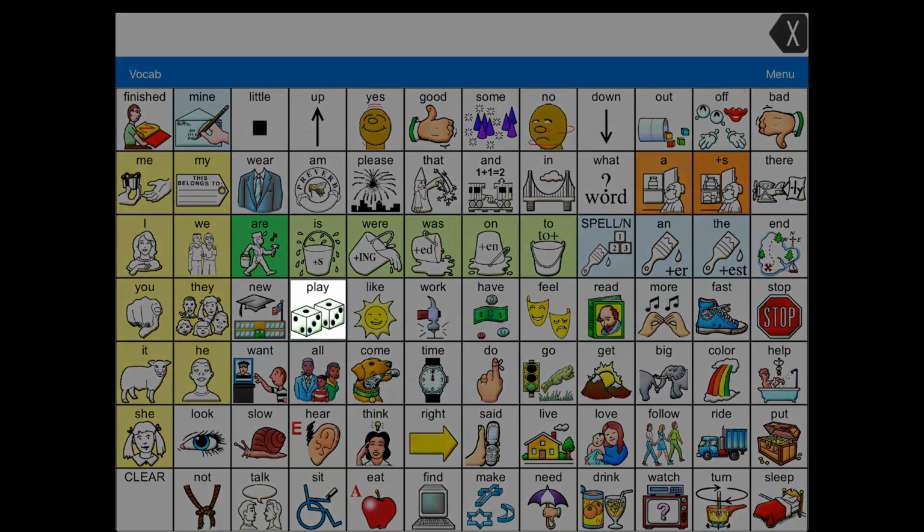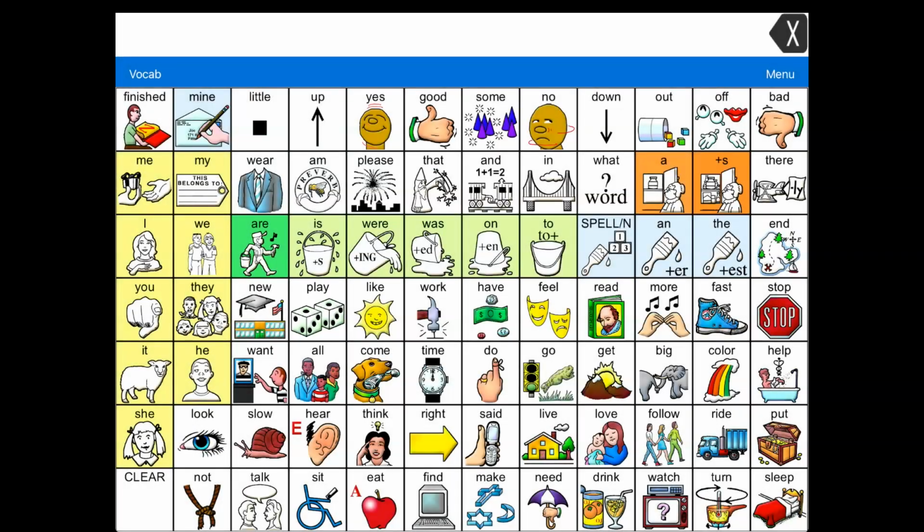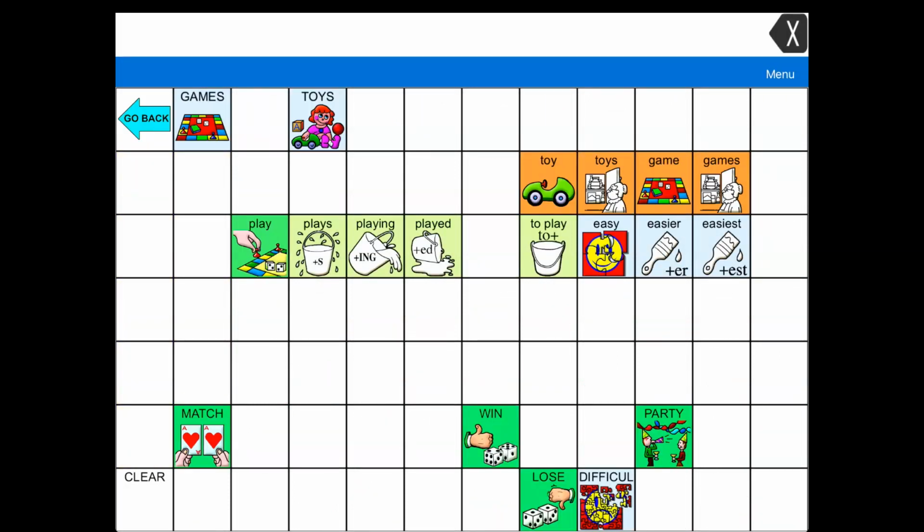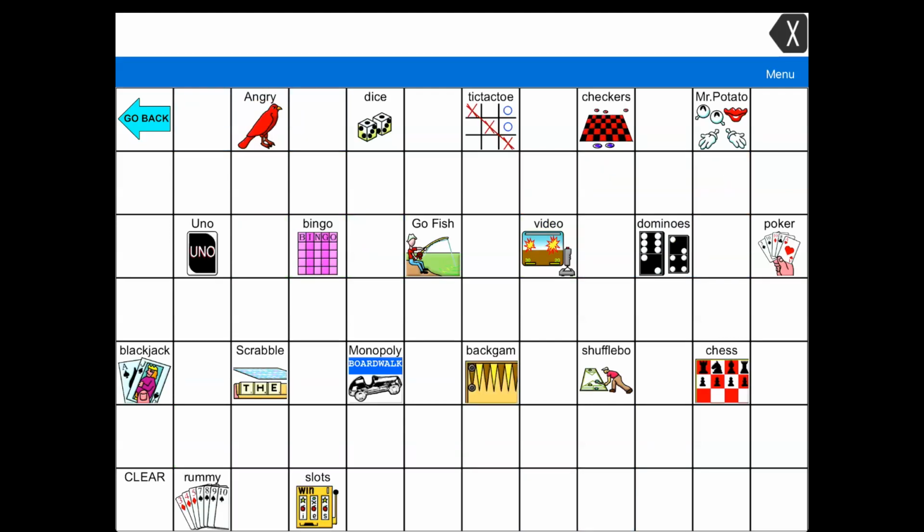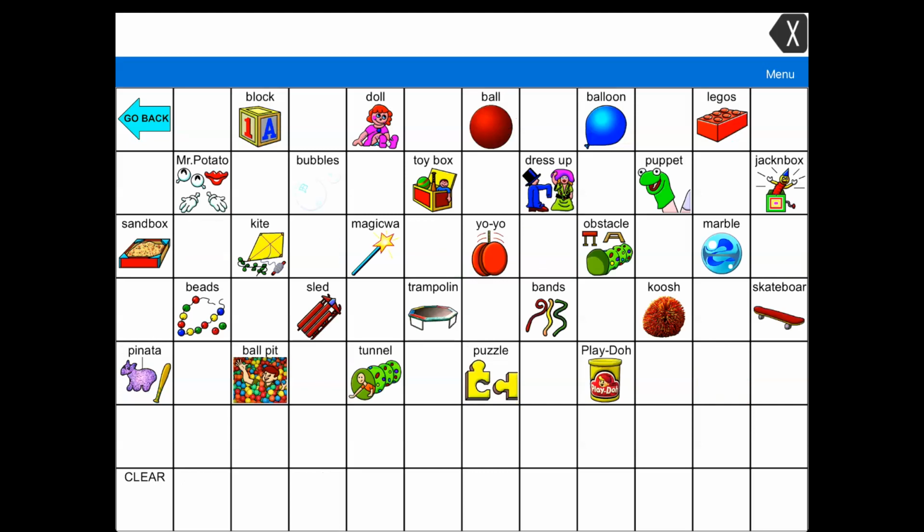On the next button is play. Notice there's some dice. What do we do with dice? We play with them. When we select it, we also see a lot of other game words like win and lose. At the top in our noun bar, we have games and toys, both of which open to their own categories. Under games, you can see we have a lot of options as well as some great space for adding preferred games or something that your student might enjoy. And when we come into the toys, we have white space to add that.